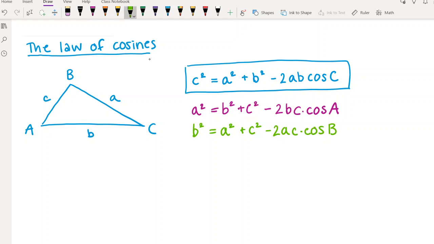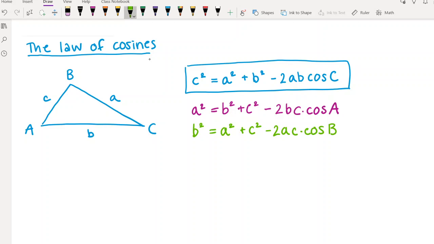So why are you allowed to just rearrange this? Well, you could always change the letters that are labeling your triangle. These labelings don't really have any significance. It's not like the Pythagorean theorem where C represents the hypotenuse. When we're using the law of cosines, we're usually using it in a situation where it's not a right triangle. So there's nothing really special about choosing to call different things A, B, and C.